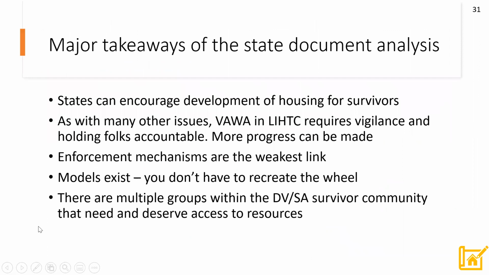All in all, these are the major takeaways of the analysis we ran. States can encourage development of housing for survivors. With the help of many of you, this can be a better process for folks. As with many other issues, VAWA and LIHTC requires vigilance and holding folks accountable. The number of states that at least mention VAWA applies in the Qualified Allocation Plan or Compliance Manual has increased significantly over the last 5 years. However, only about half of the states articulate any of the key VAWA rights in these documents, so more progress can be made. Enforcement mechanisms are the weakest link.